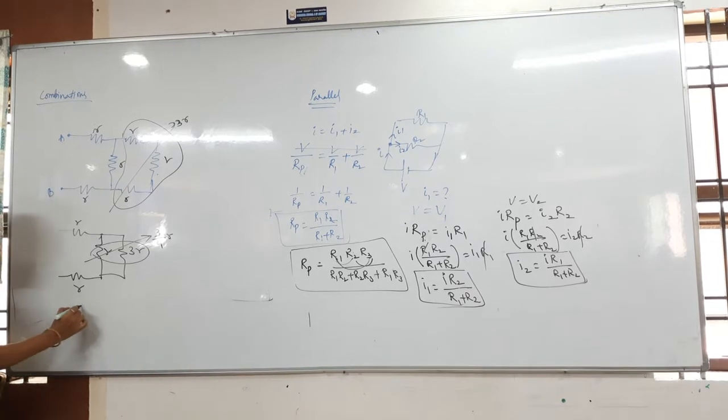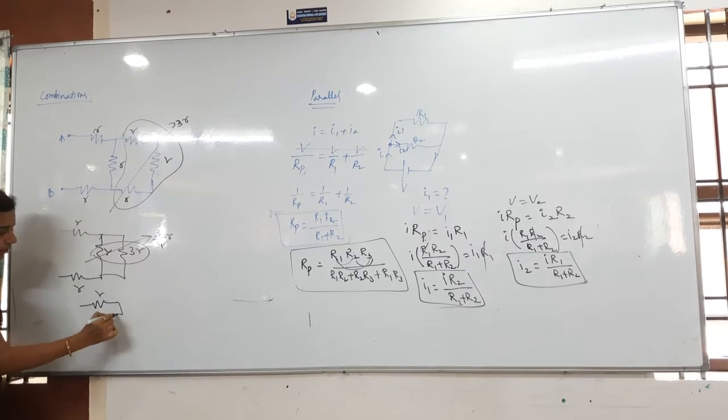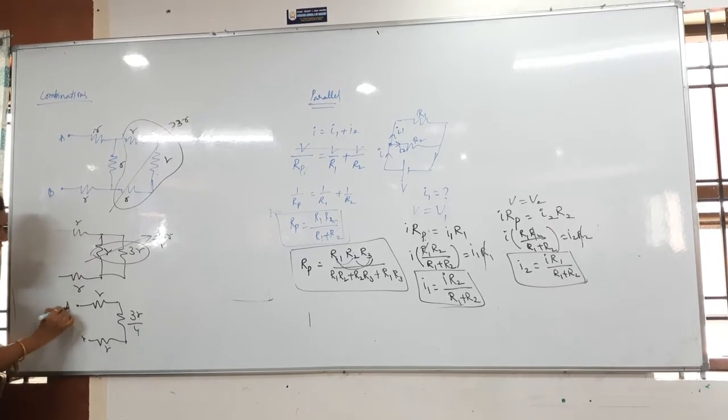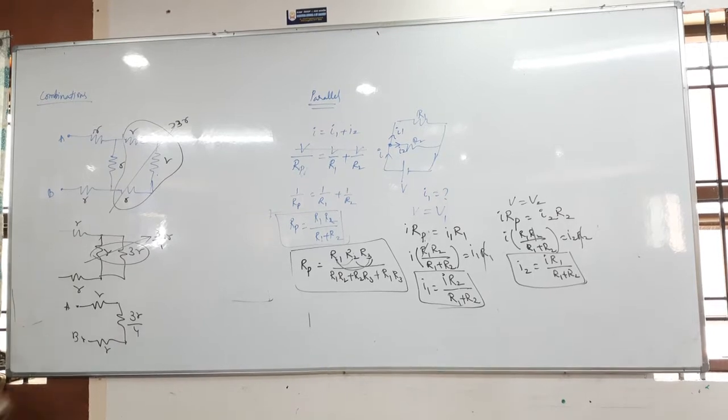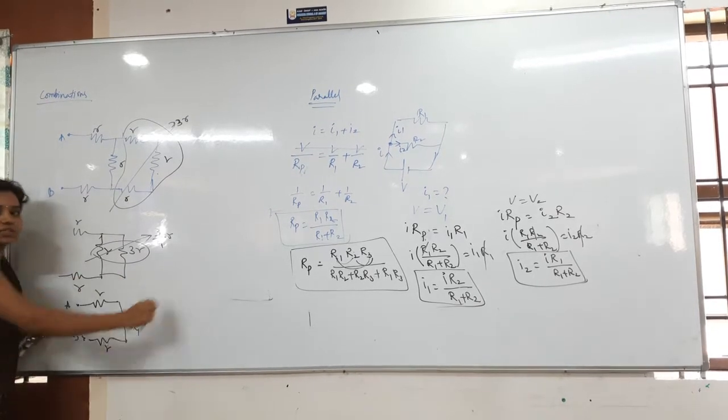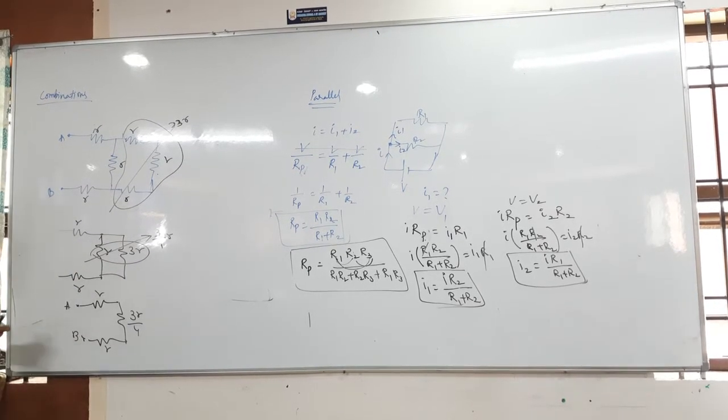Now my circuit became like this. One is R, another is 3R/4, and then this is here R. Now which combination? These all are in series combination. You can open the circuit like this. It is in series combination. You are not able to see that.